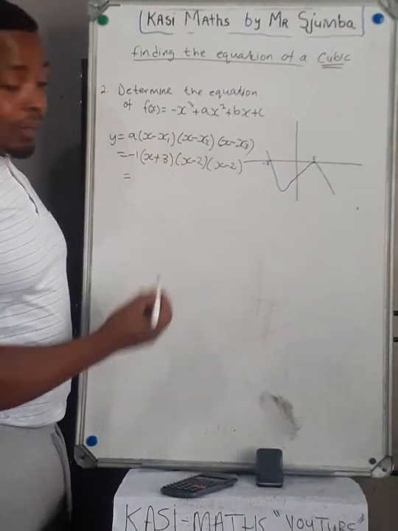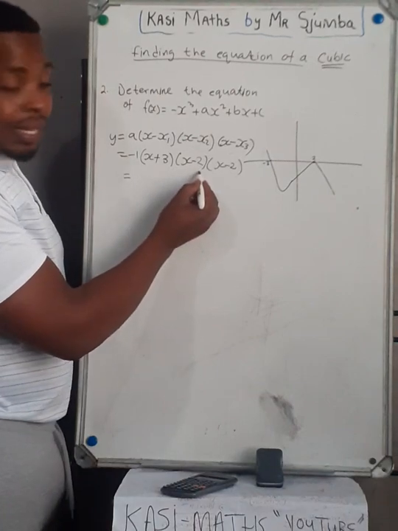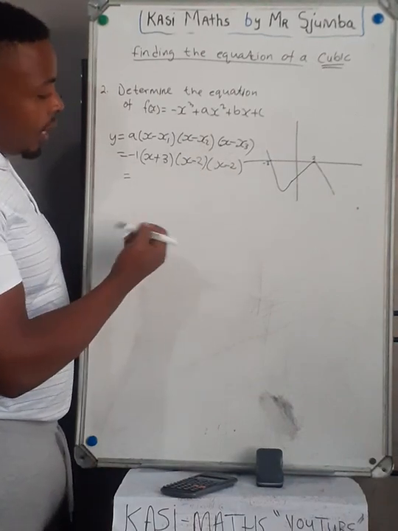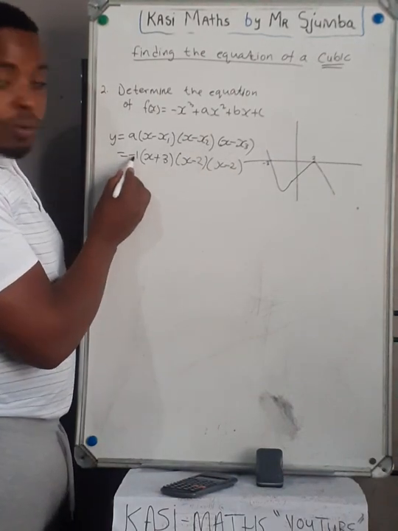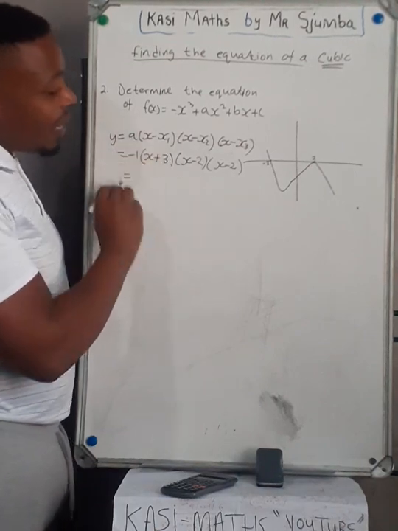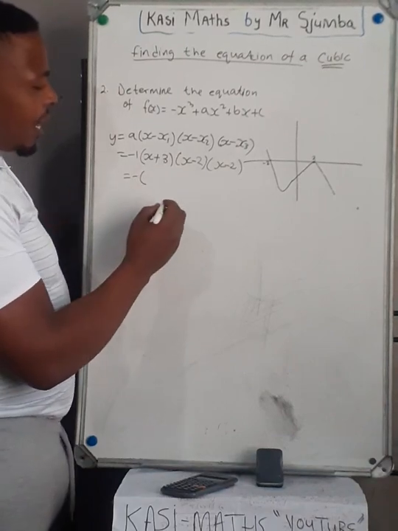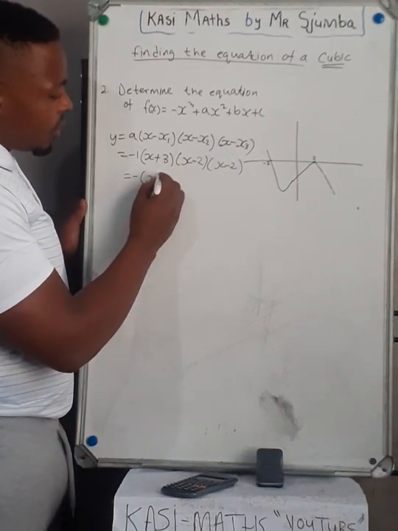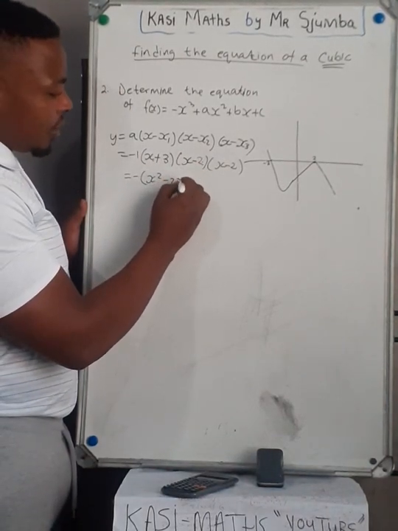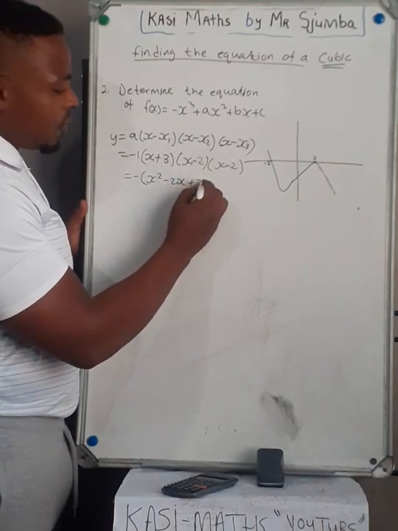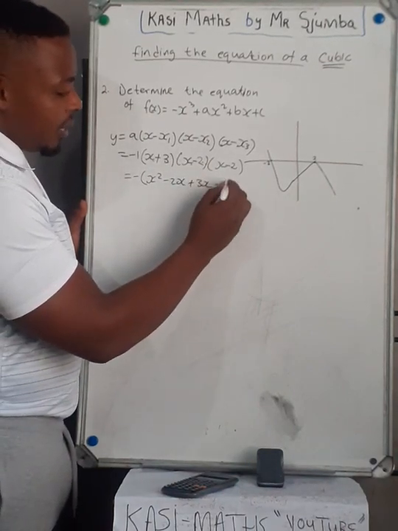So we must multiply out. We first work out the two brackets, then we put that inside, and then the minus here must go in at the end. Okay? So the minus stays outside. This times this is x squared, this times this is -2x, this times this is plus 3x, this times this is -6.